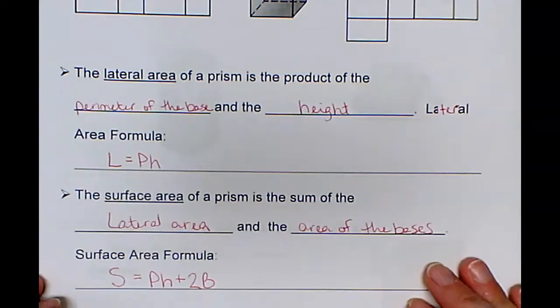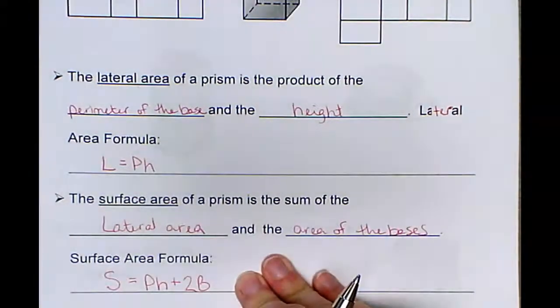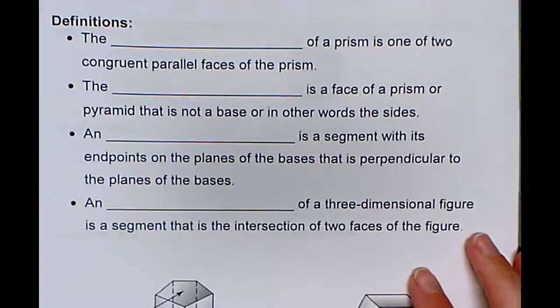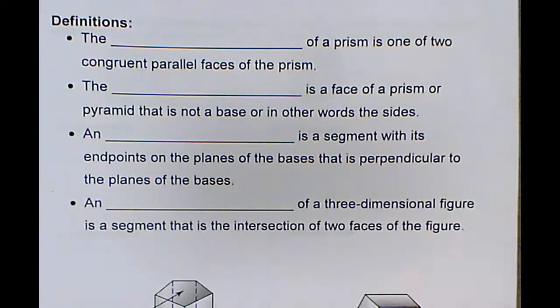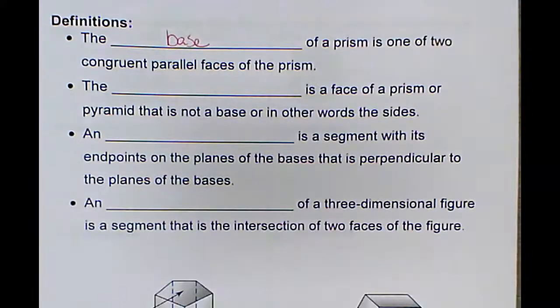So let's go to the next page. We have a little bit of terminology to discuss before we start practicing. So for our definitions, the base of a prism is not just the part that's on the bottom. The base of a prism is one of two congruent parallel faces of the prism.